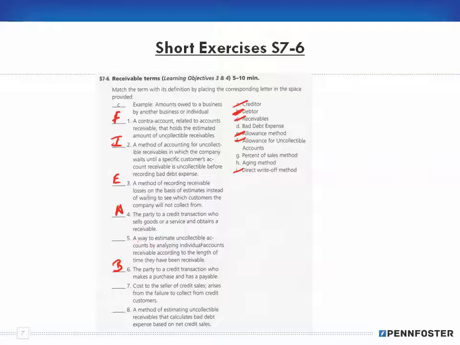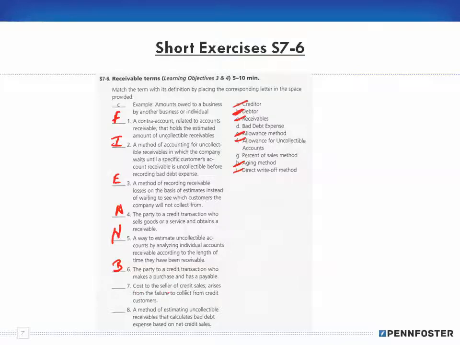Right, a way to estimate uncollectible accounts by analyzing individual accounts receivable according to the length of time they have been outstanding. Okay, so that's an aging method. It's the length of time, meaning how long those receivables have been outstanding, whether it's in the 30-day, 60-day, 90-day, or 120-day period. You're aging, and you're estimating from that aging.